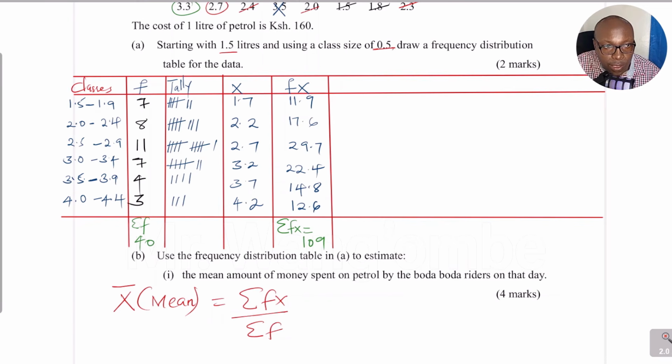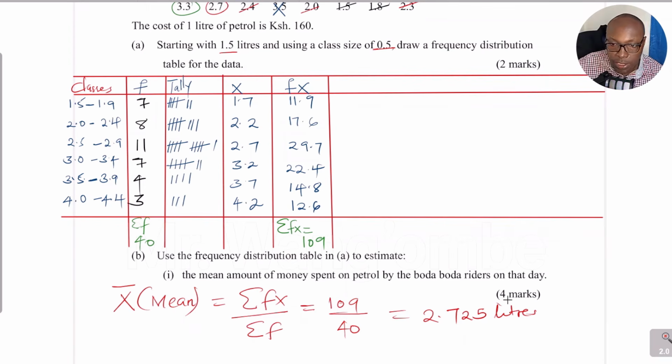So now getting the mean will be given by 109, that is the summation of fx, divided by the summation of f, which is 40. So 109 divided by 40, this gives 2.725. And this is the mean number of liters. So that is what you're supposed to get.